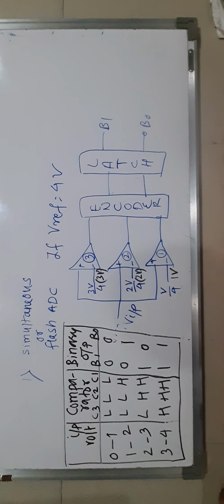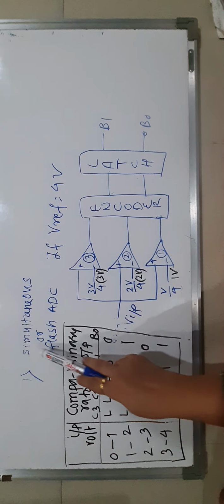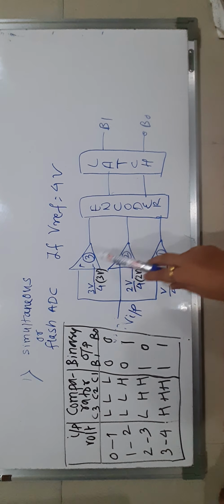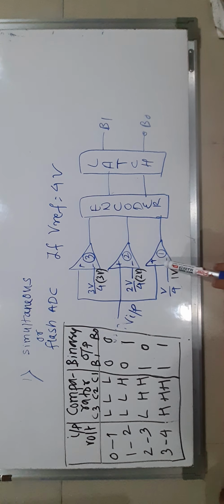Now let's see types of analog to digital converter. First ADC is simultaneous ADC or flash type ADC. Here in this type, three comparators are required. Input is applied to the non-inverting terminal and reference voltage is applied to the inverting terminal.